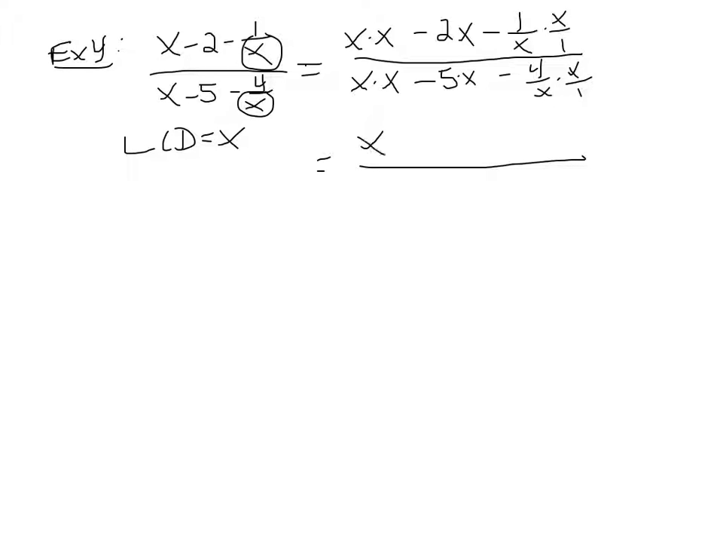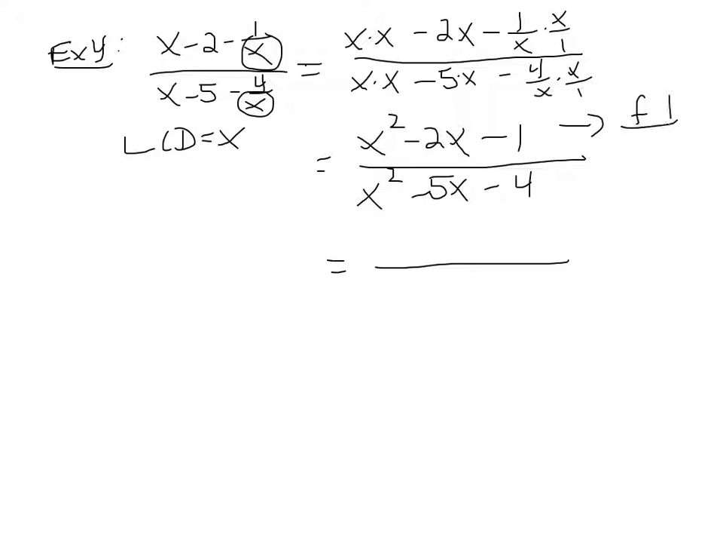And now let's see what we have. x squared minus 2x minus 1, and x squared minus 5x minus 4. Looks like we can do some factoring here. Two numbers that multiply to -1 and add up to -2. Ooh, maybe we can't do some factoring here.